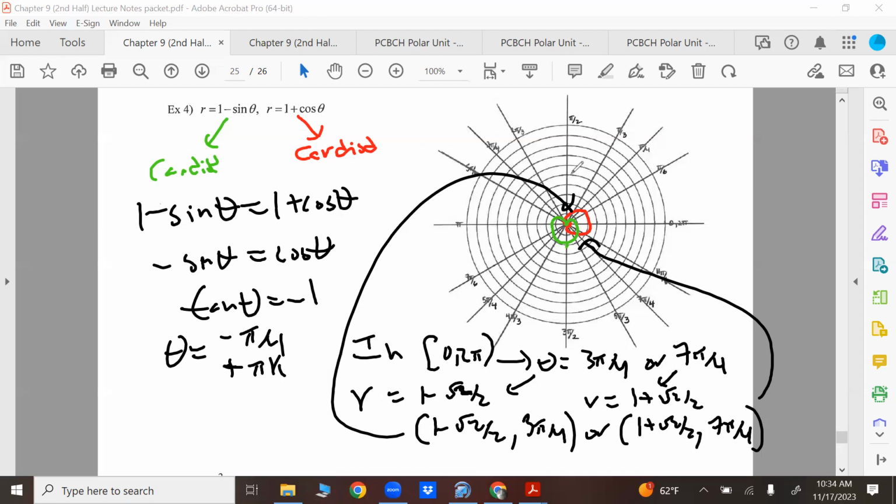I'll have to do it on the board. It's actually right here, because 3 pi over 4 is right there, and it's a very small radius. It's about 0.3, and then this is a bigger radius, it's about 1.7. 7 pi over 4, yeah, that makes sense. Okay, 7 pi over 4 between 1 and 2 radius. Yep, that makes sense.